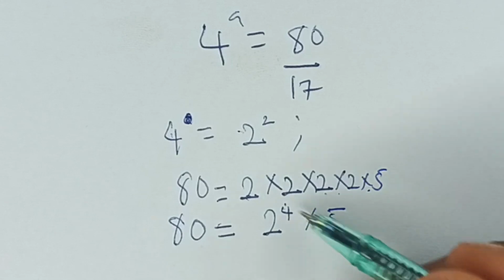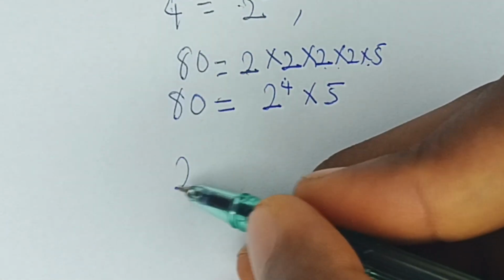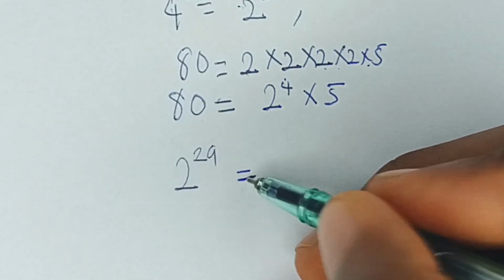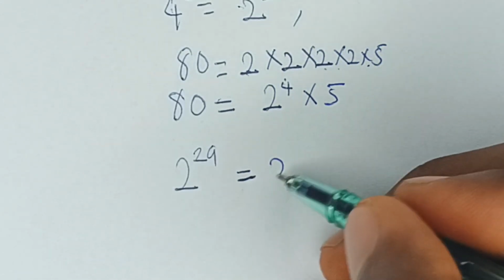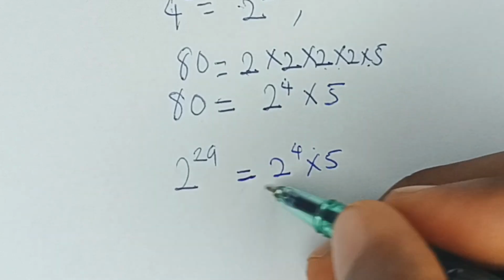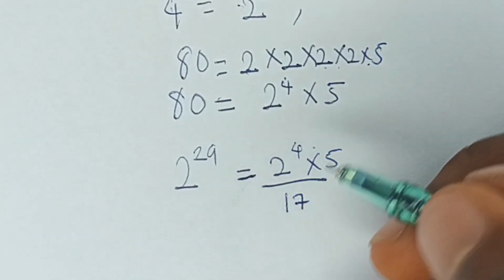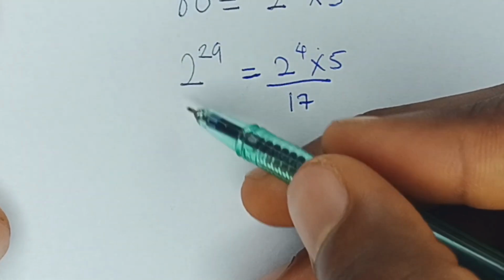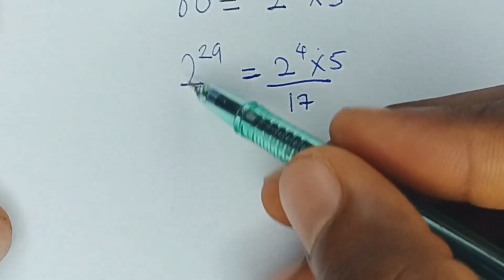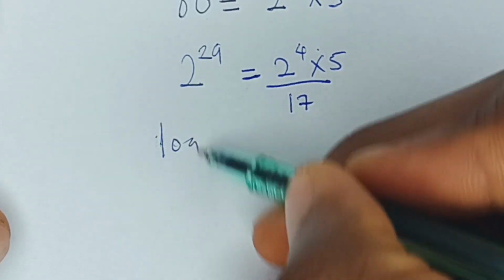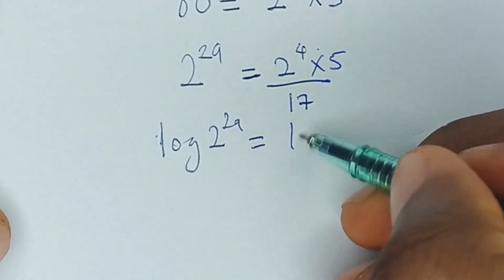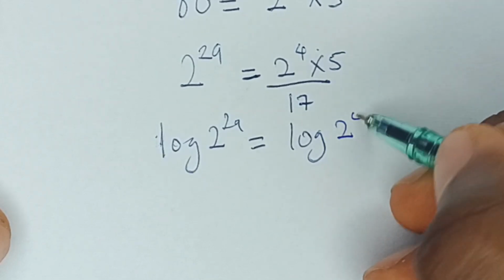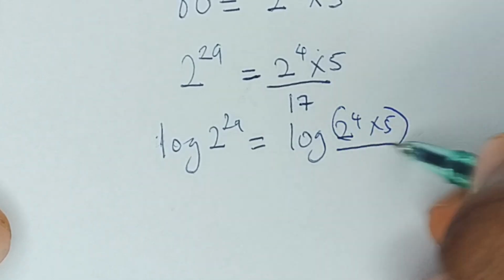So substituting this into this, we have 2 squared times a, which is 2 raised to power 2a, to be equal to 2 raised to power 4 times 5 over 17. Now, moving on, from here, we can take the logarithm of both sides. So we have log of 2 raised to power 2a to be equal to log of 2 raised to power 4 times 5 all over 17.